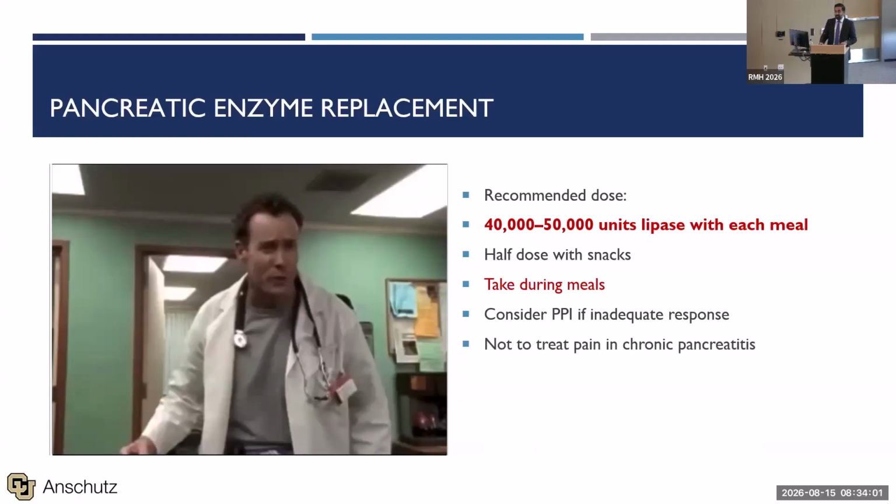And the big thing is that this won't treat pain. There is a common misconception that putting people on pancreatic enzyme replacement will help their pain, but it won't. And then monitor their weight, their nutrition levels, and vitamins. I usually check fat-soluble vitamins A, E, D, and K every 6 months, especially if someone was having really severe symptoms, and then move to a more annual basis after that.